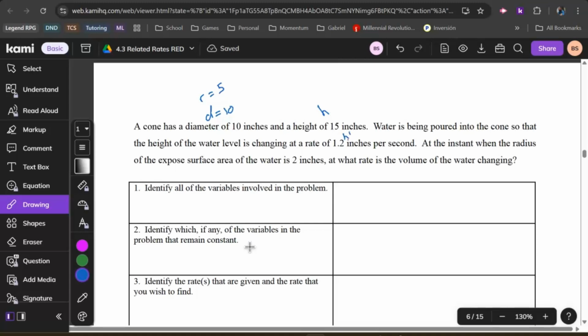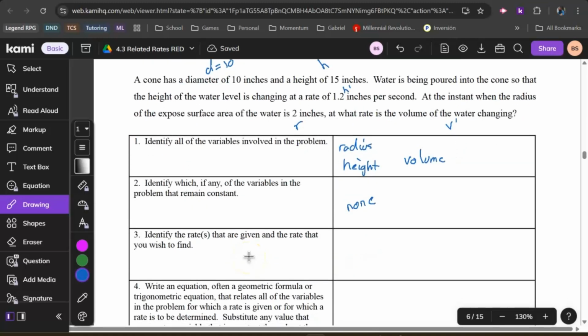At the instant, back to our instant, the radius of the exposed surface area of the water is 2 inches. So the radius is 2. At what rate is the volume prime, of the water changing? So we have radius, we have height, and we have volume. None of those things are remaining constant with a cone. Identify the rates that are given.